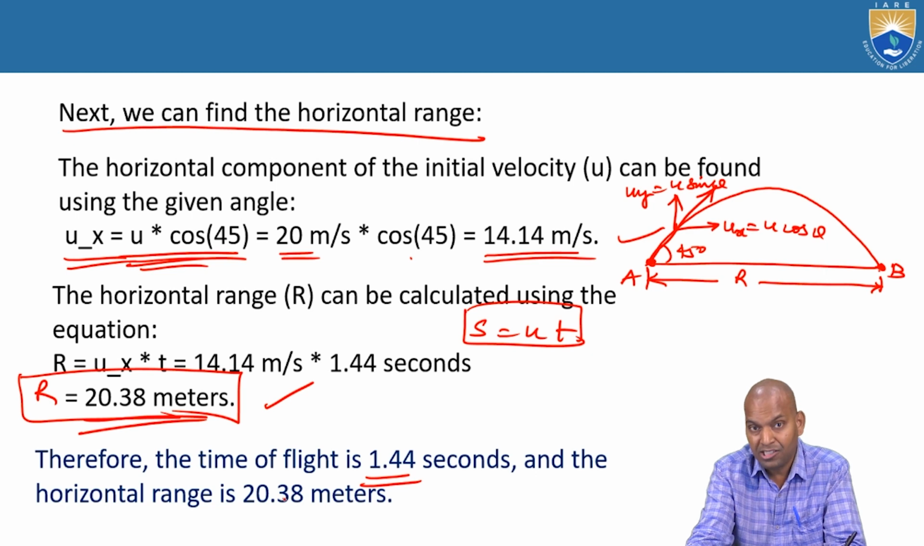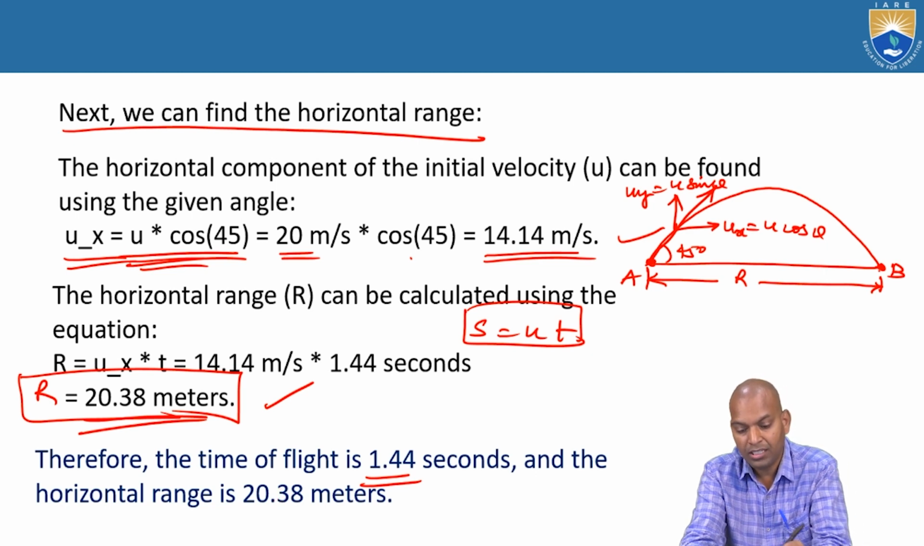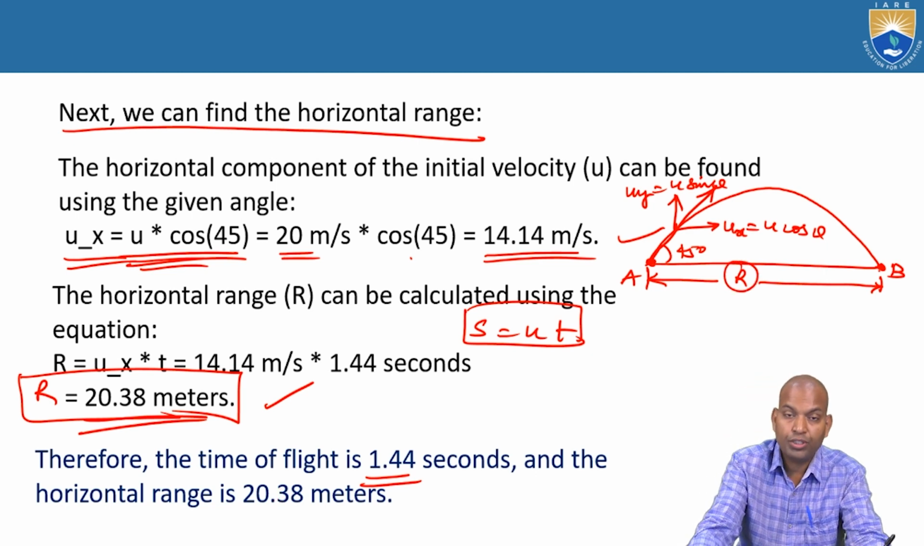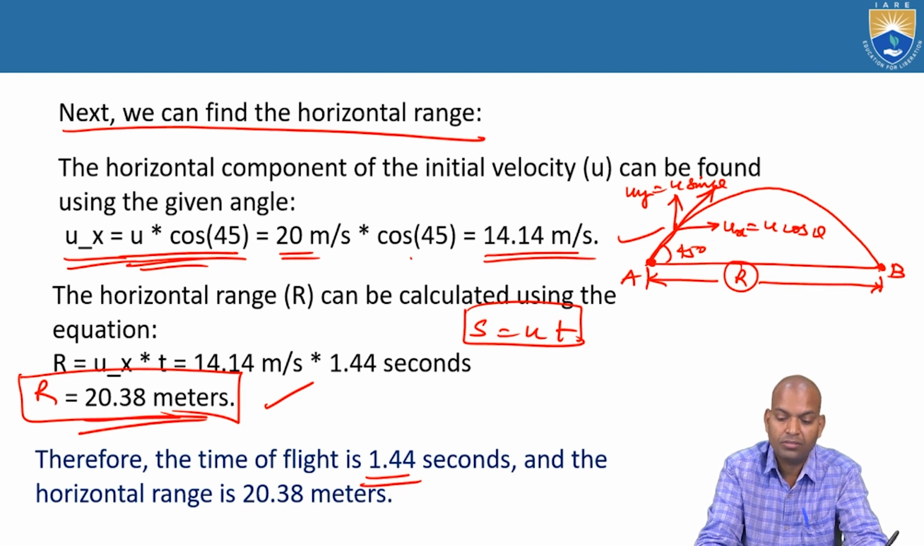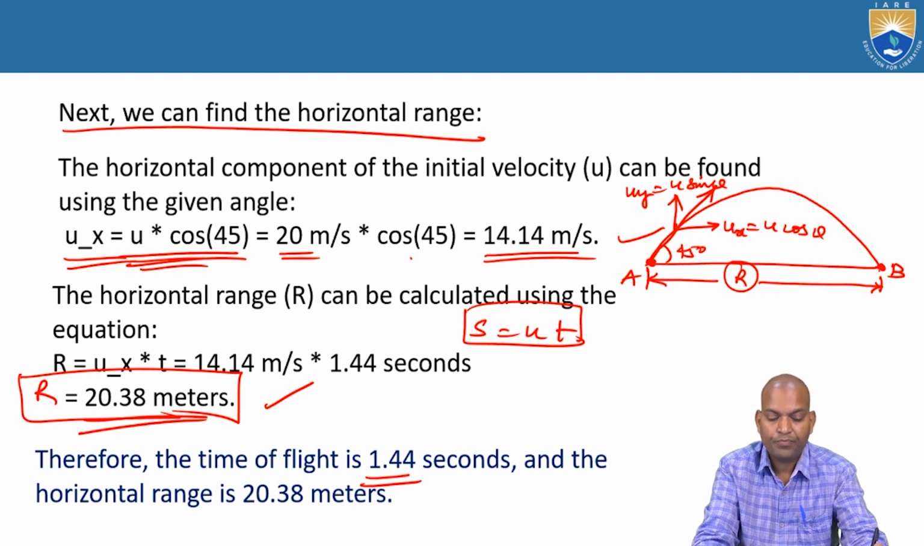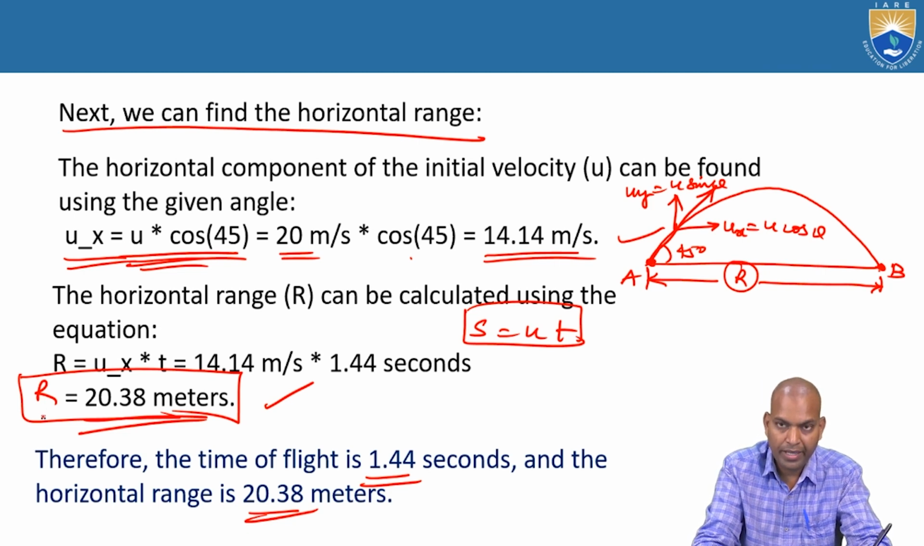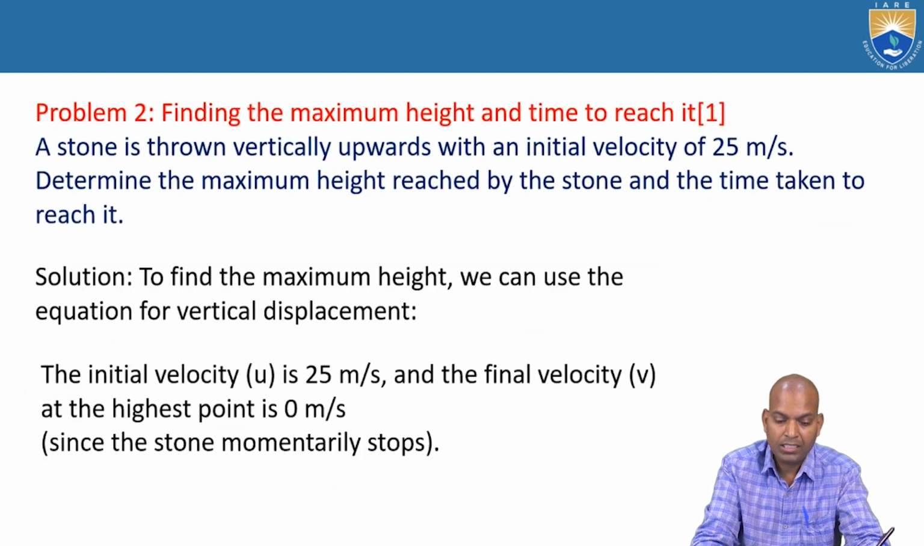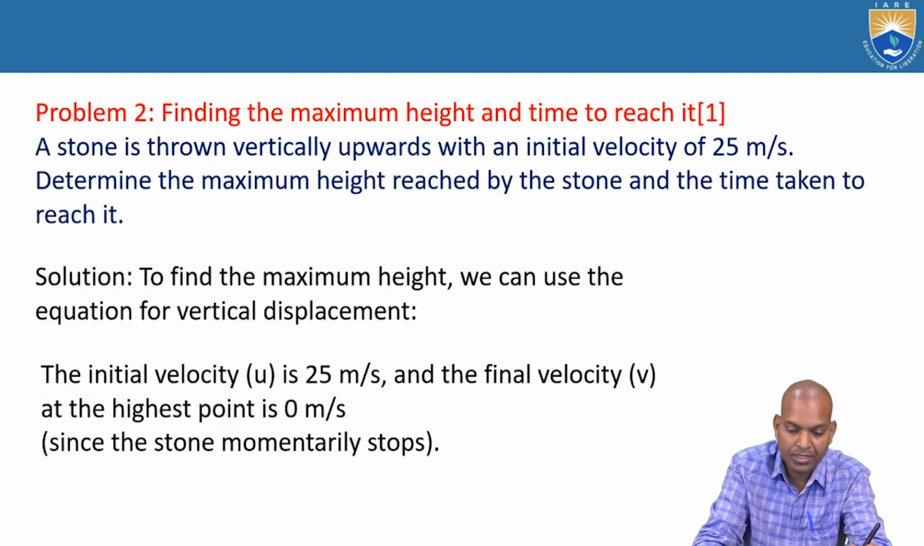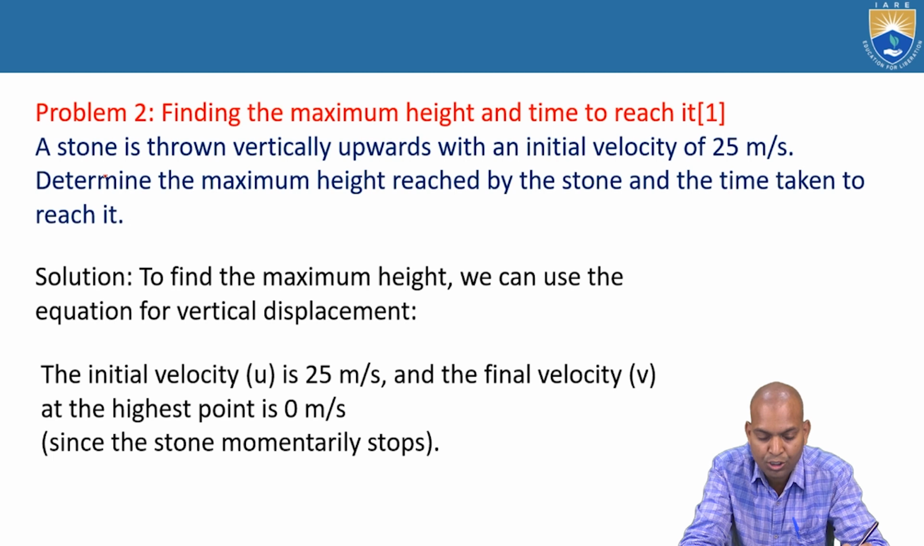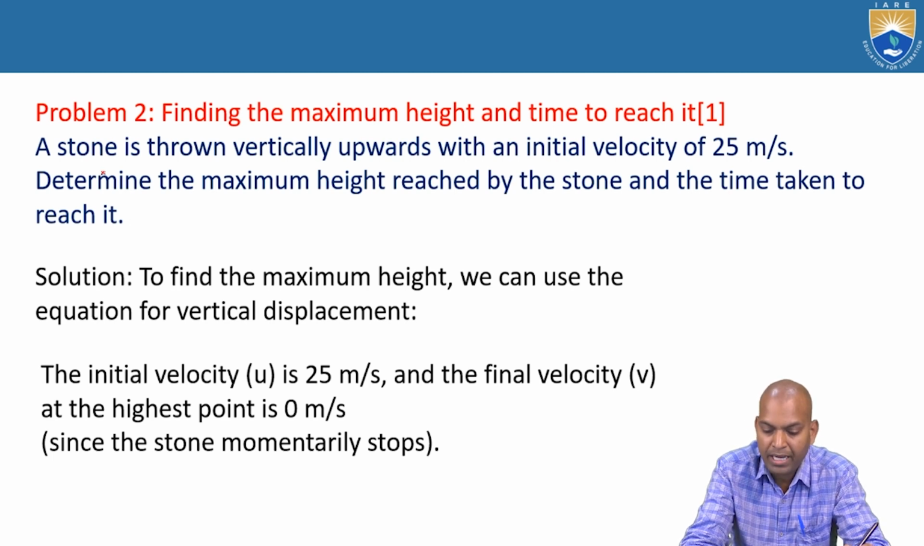The horizontal distance is 20.38 meters. That's what we calculated here: the time of flight and the horizontal range. Next, we see the second consideration of the problem. Here we are going to calculate the maximum height and the time to reach it.